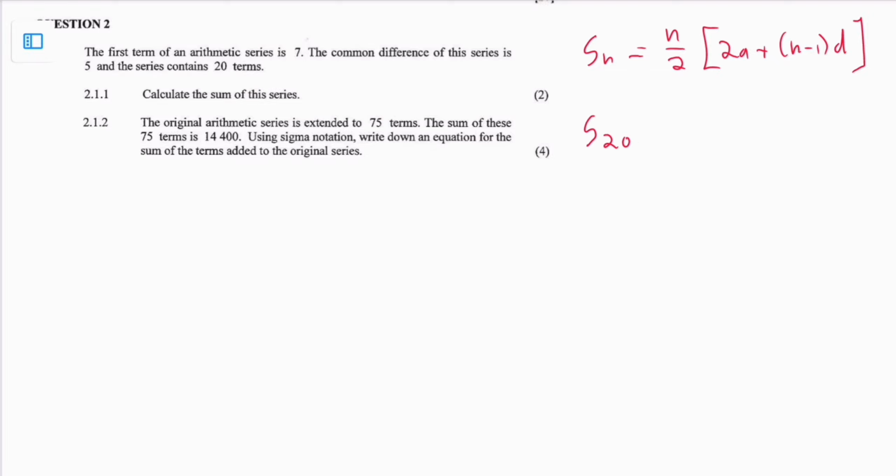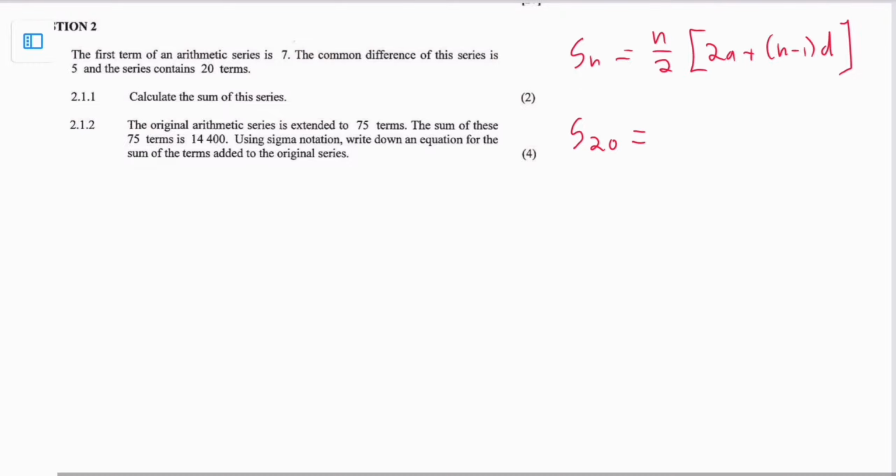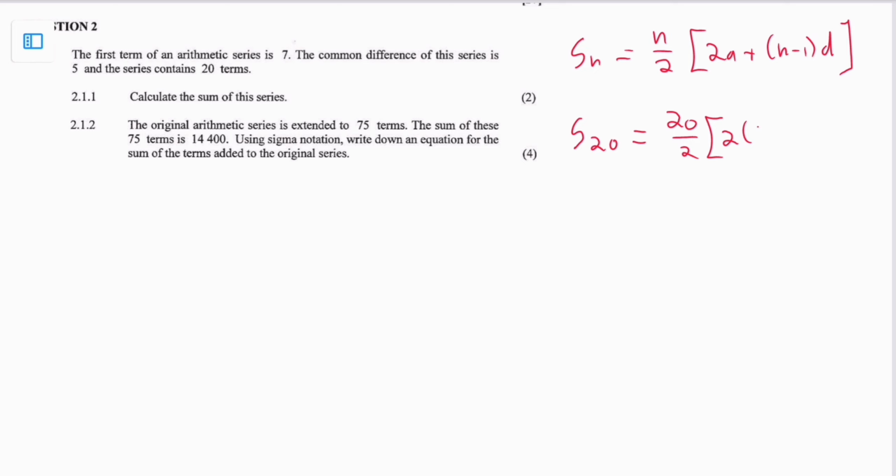So they say the sum of, what is that? We want to calculate the sum of 20 terms. So we just say 20 over 2 because there are 20 terms. We say 2 times, what is the first term? 7. We add 19, n minus 1, and we multiply that with, I believe, 5.